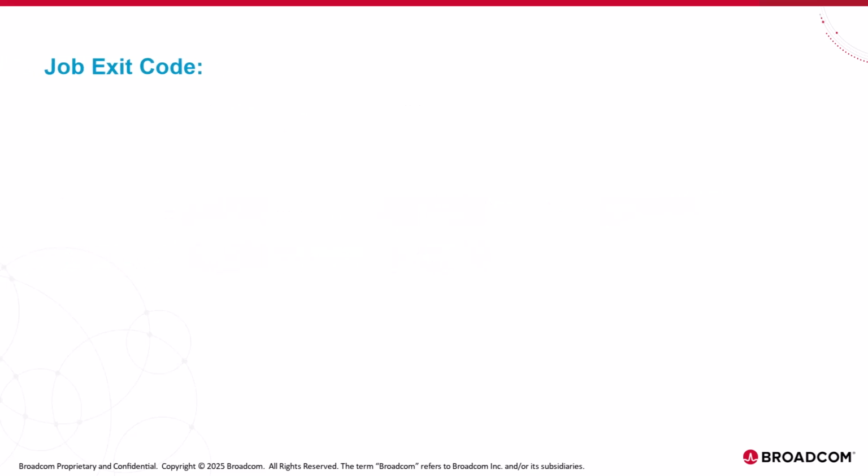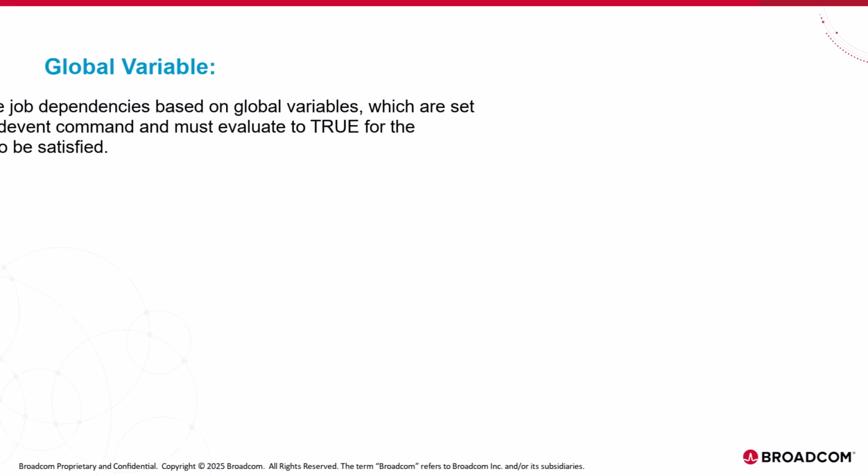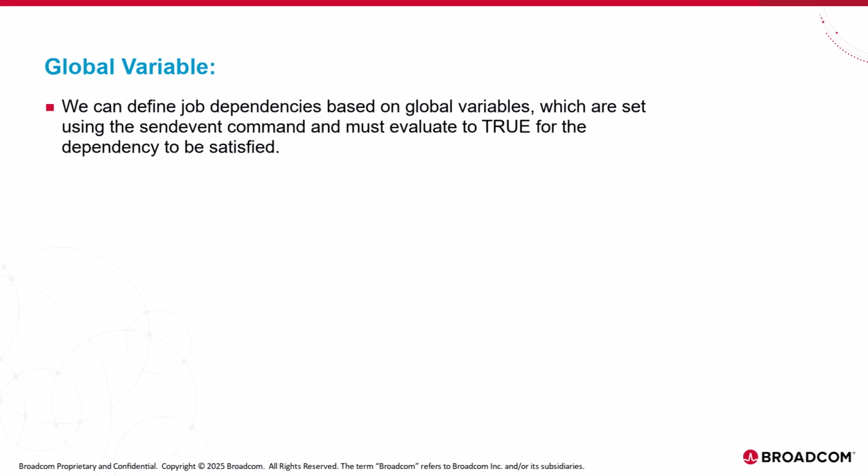Job exit code. We can use the exit codes of predecessor jobs as start conditions of the dependent jobs to take alternate paths within the business process flow. Global variable. We can also define job dependencies based on global variables. These variables are typically set using the sendEvent command and must evaluate to true for the dependency to be satisfied.